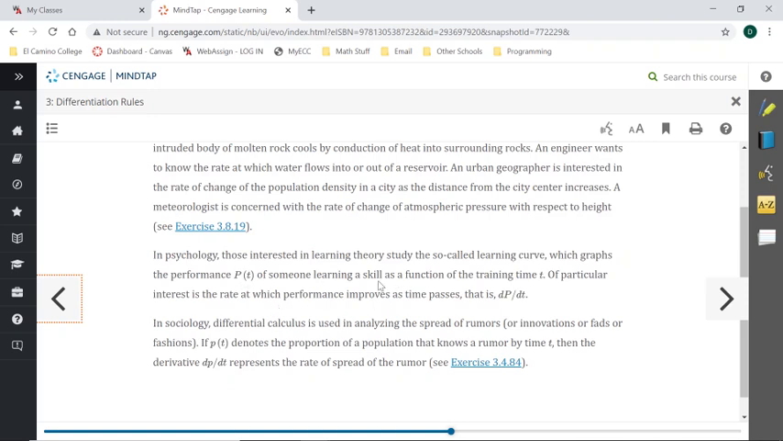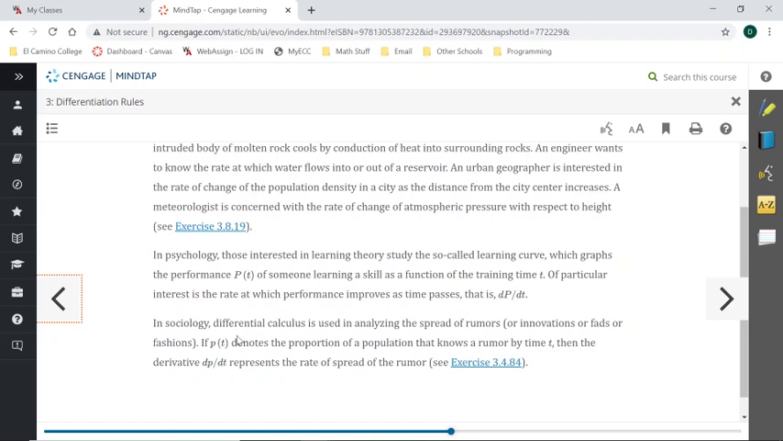In psychology, those interested in learning theory study the so-called learning curve, which graphs the performance, P of t, of someone learning a skill as a function of the training time t. This could be used to optimize the amount of training time to prescribe for an individual when you're trying to increase their performance. There may be too much training time, and there may be a peak amount of performance that can be reached for an optimal amount of training time.